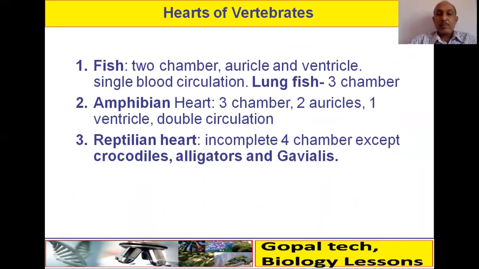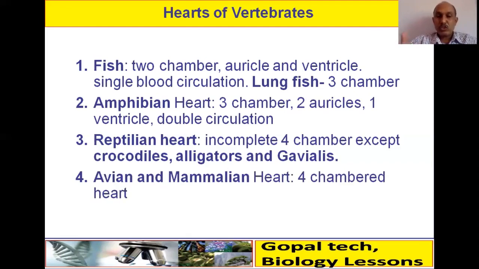Reptiles, incomplete 4-chamber heart या 3-chamber लिखा है आपके किताब में, except crocodile, alligator and gavialis, they have 4-chamber heart. Avian and mammalian heart are 4-chamber heart, and they are warm-blooded animals.